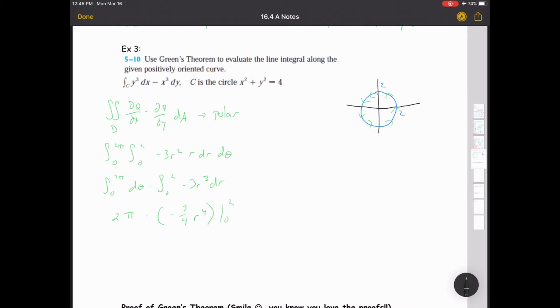from 0 to 2. So we'll get 2 pi times, let's see, if I plug 2 in there, we're going to get 16. So negative 3/4 times 16 is going to be 16 divided by 4 is 4, so negative 12. And then plugging in 0 and we get nothing. So this thing is going to give us negative 24 pi using Green's theorem. Again, much, much easier to do than the standard line integral.